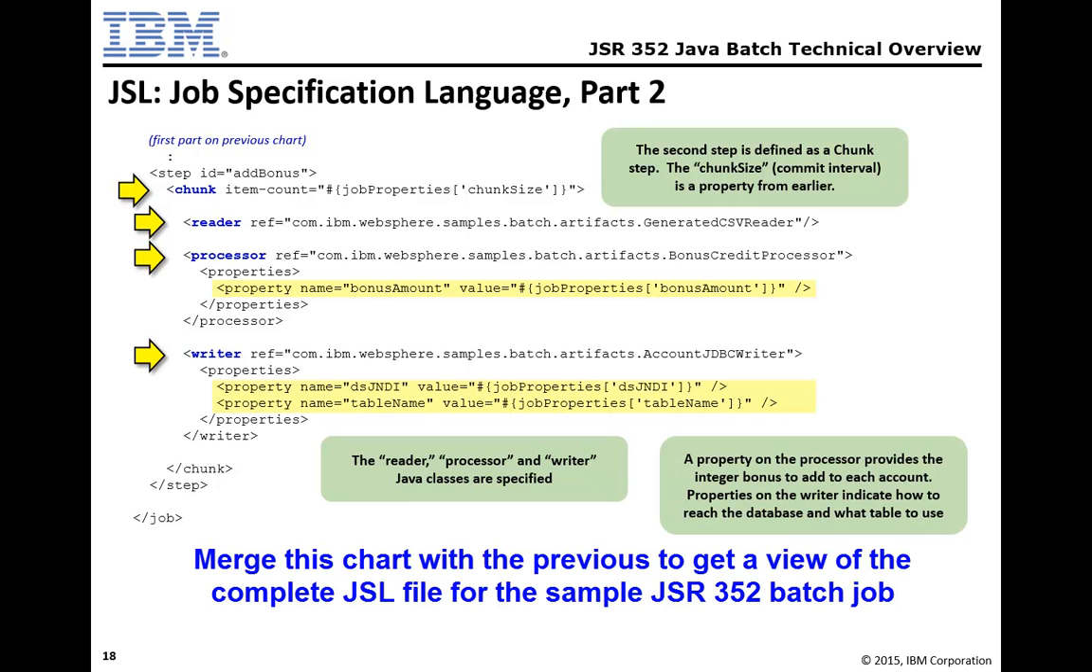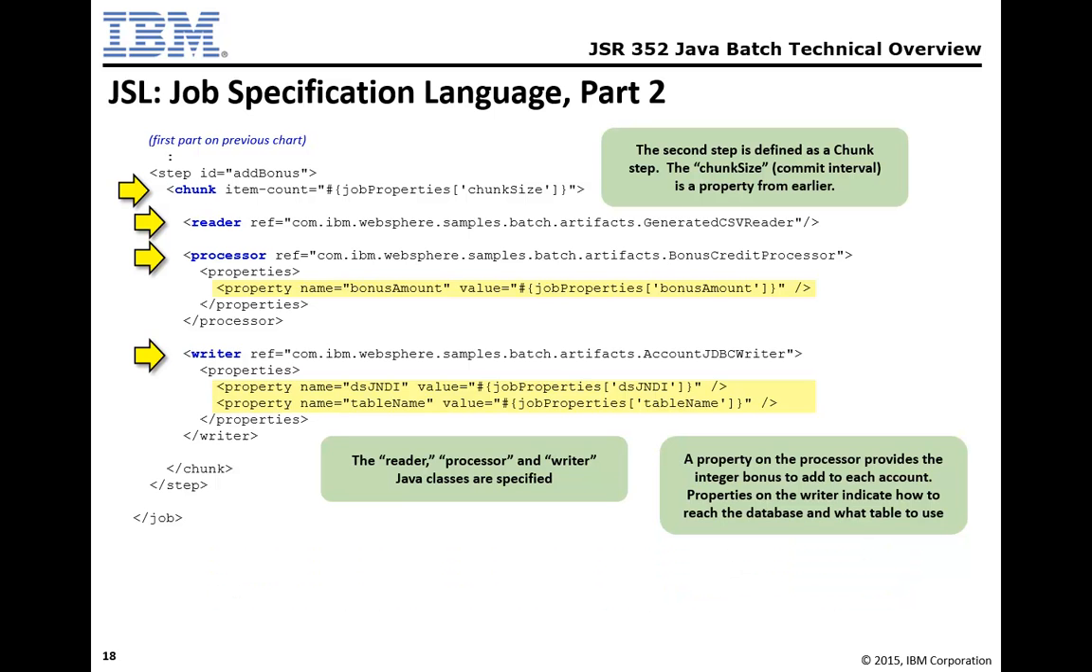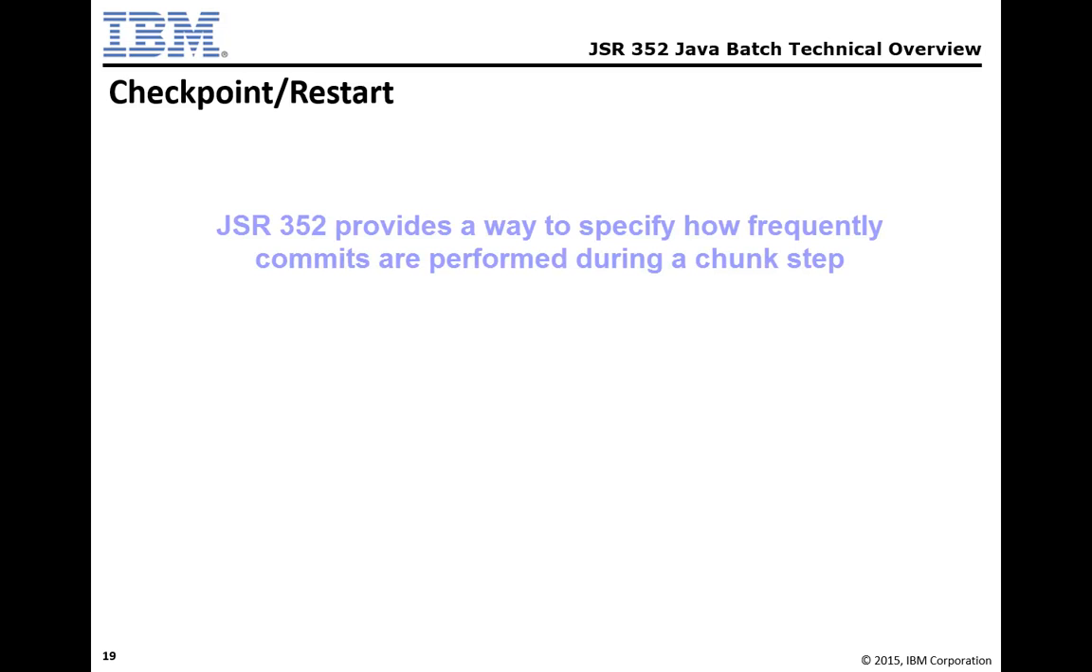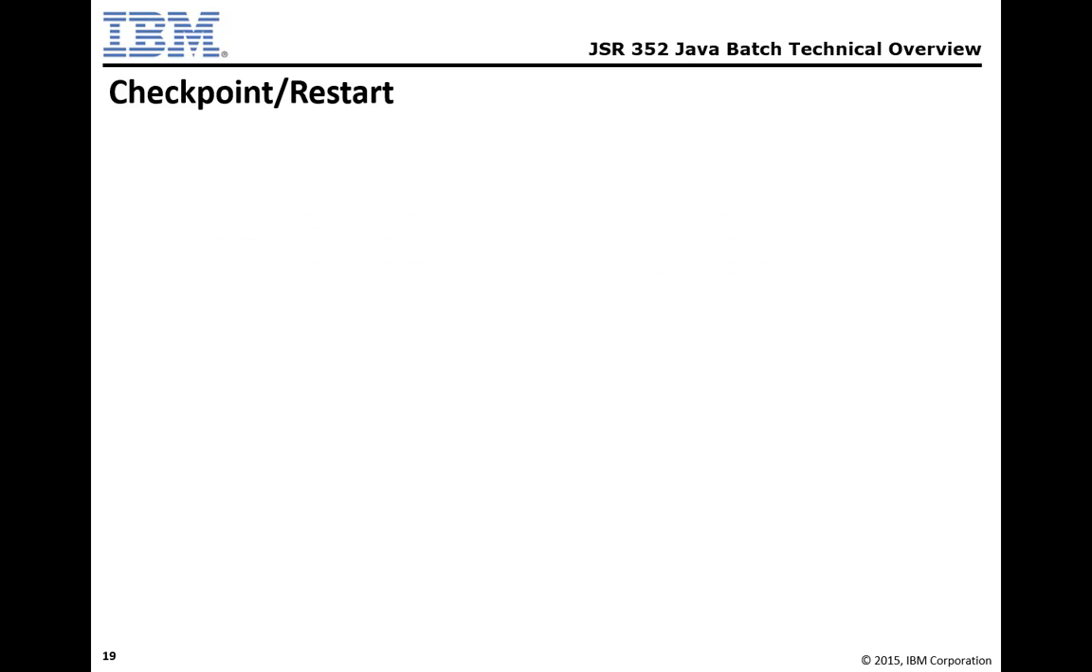Put the two charts together and you have the full JSL file. The JSL file tells the JSR352 runtime what Java class files to use and other information about how to operate. The chunk step model iterates through records, and if updates are taking place, you'll want to commit at checkpoint intervals rather than one big commit at the very end. The JSR352 specification provides for this.